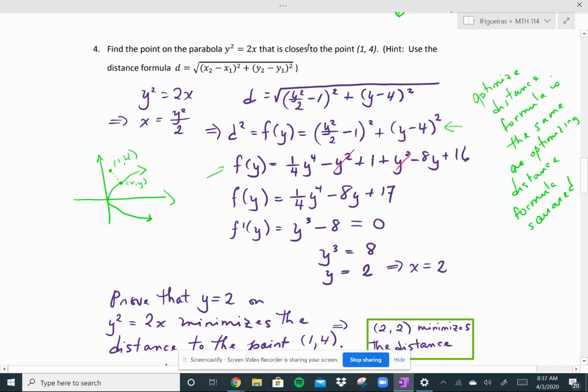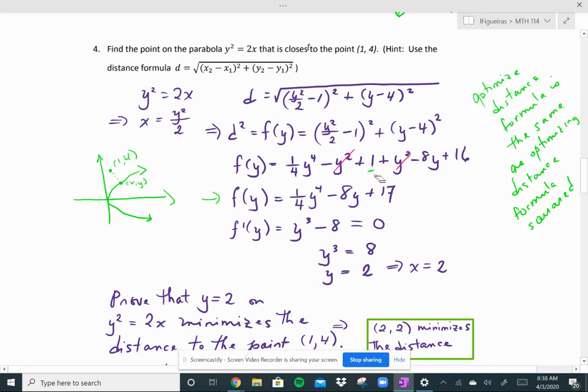squared. So f of y becomes 1/4 y to the 4th minus y squared plus 1. And then the second binomial becomes y squared minus 8y plus 16. But when you simplify that line, the y squareds cancel, and your new function of y is 1/4 y to the 4th minus 8y plus 17. So this 16 and this 1 combine. So now we're ready to take the derivative.